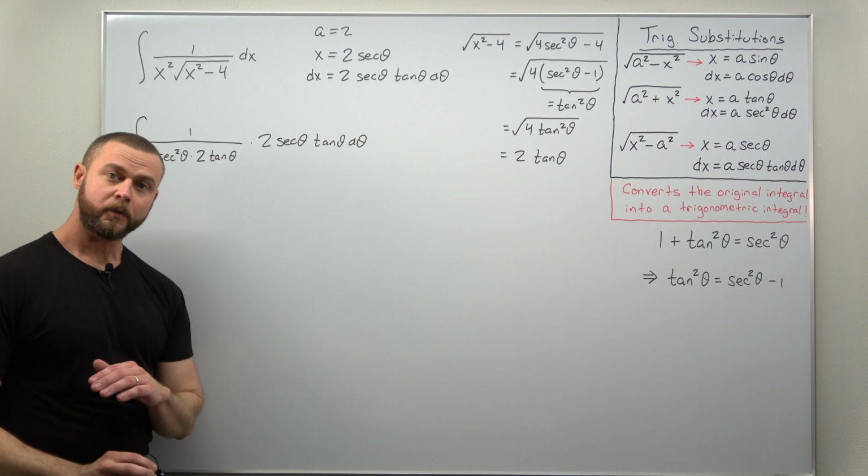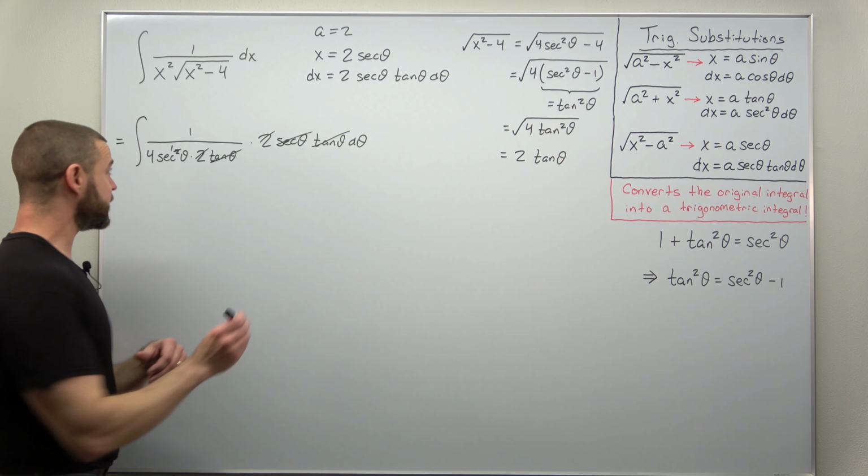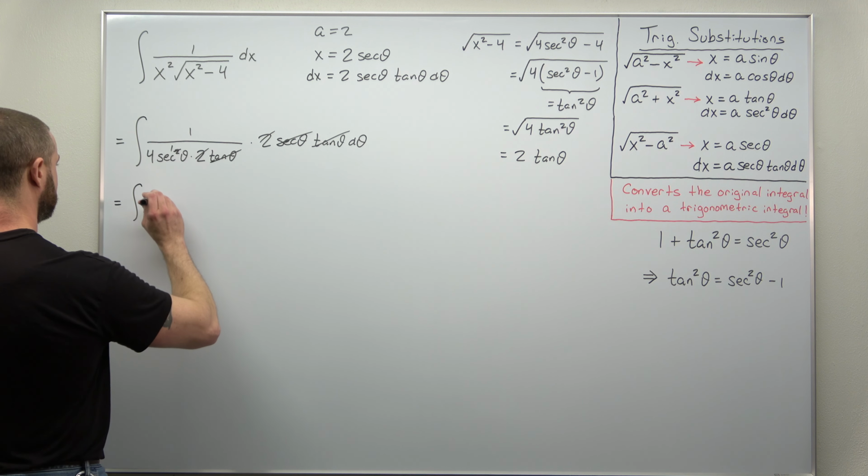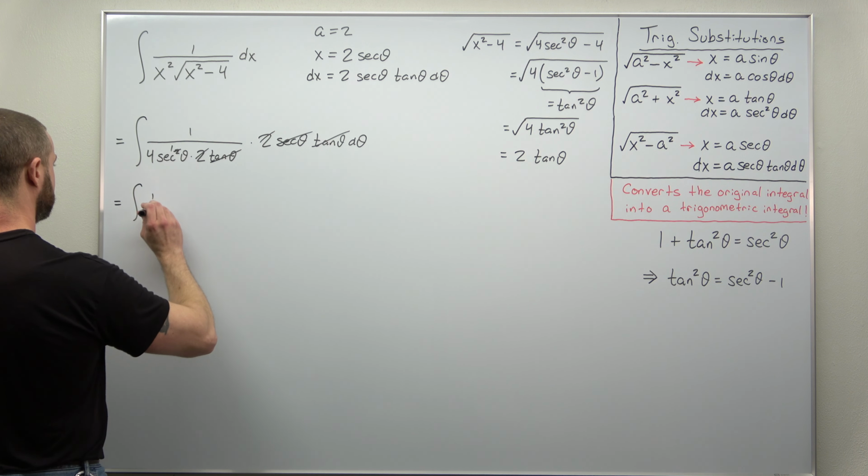And while this seems really nice, we seem to get maybe a peculiar trig integral. We have a factor of 1 over 4, but we're left with 1 divided by secant theta.